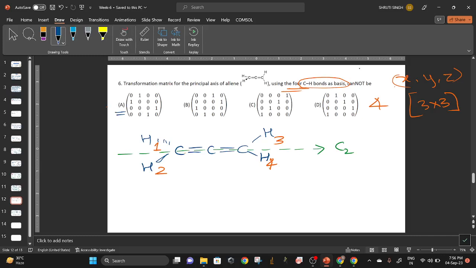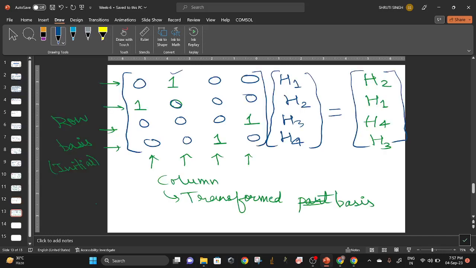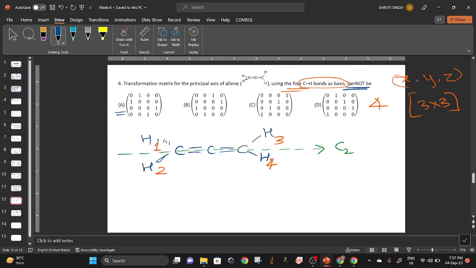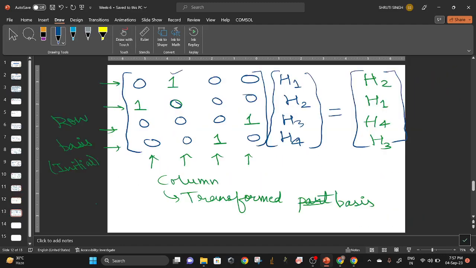Now the question is asking which cannot be a transformation matrix. So this matrix is possible, so A is not the answer. Now let's see. Can you imagine that if I change these numbers 1, 2, 3, 4, this matrix is going to be changed? Are you able to visualize why we put 1 here? Because it was H1 to H2.